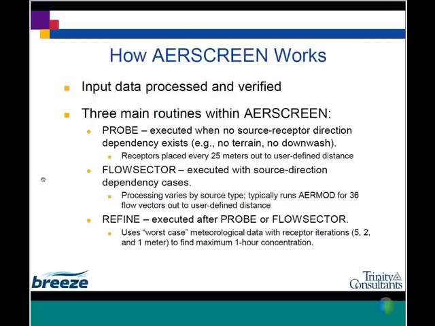The first routine is called probe. When there's no source receptor direction dependency in your project, this is the routine that AERSCREEN is going to run. So in those cases, like you don't have elevated terrain impacts, you're not interested in building downwash on your point sources, or you're not running a rectangular area source, for example, then probe is what will be run by the model. And that simply places receptors every 25 meters, beginning from a definition where you say this is where the ambient air begins, so where your fence line is in relation to the source, and then it extends out as far as many kilometers as you want to input.